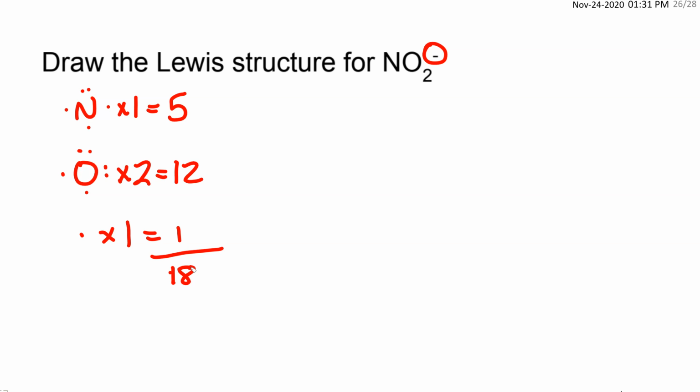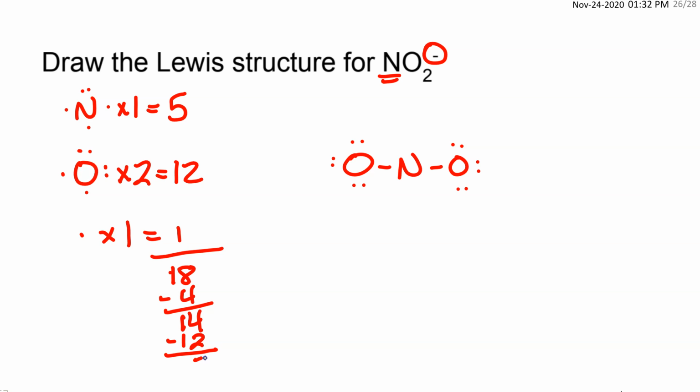Now, in order to draw this, I put the front atom in the center, and I put the other ones on the outside. I connect the outer atoms to the inner atom with a single pair of electrons, and that accounts for 4. So now I complete the octet on my outer elements. Since oxygen already has 2 from the shared pair, it only needs 6 more. And the other oxygen's the same way. That accounts for 12 of the valence electrons, and I have 2 left over.